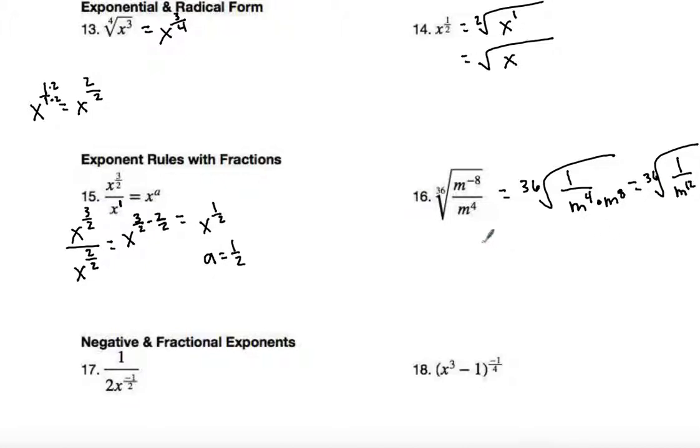Okay? Now, just for the sake of being able to rewrite this, I'm going to make it the 36th root of m to the negative 12. So if I'm doing that, I want to rewrite it so that I've got my radical, or my rational exponent. So I'm going to say negative 12 is on the top, 36 is on the bottom. So negative 12 over 36 would reduce to negative 1 over 3.